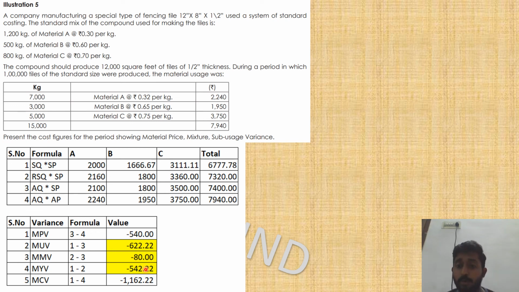Again I am repeating one point. For standard costing, we can easily evaluate on the spot itself whether our answer is correct or not. How to do that? Material cost variance is equal to material price variance plus material usage variance. If this tallies, your material price variance, cost variance and usage variance are correct. And then the second formula is material mix variance plus material yield variance is equal to material usage variance. That's why I have highlighted it in yellow. If these tally, your material mix variance and material yield variance are also correct.